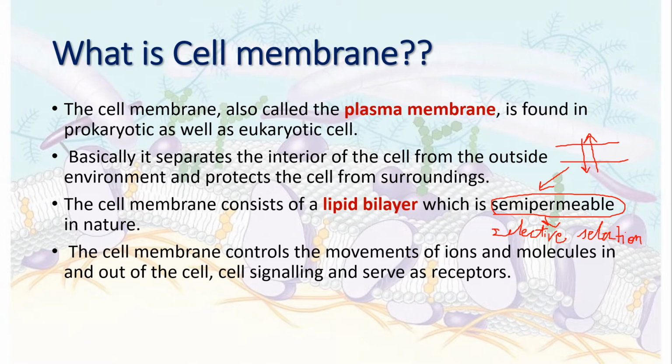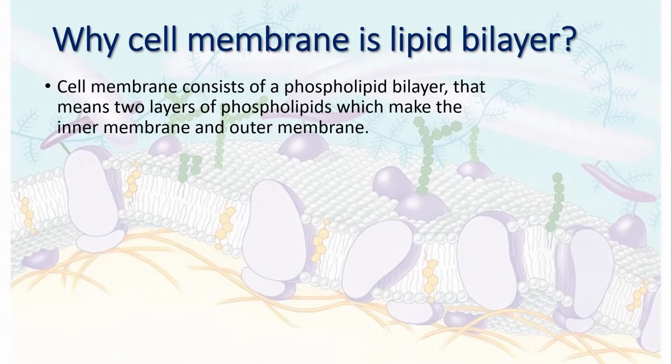So, the function of the plasma membrane is to control the movement of ions and molecules in and out of the cell, and cell signaling. It also serves as receptors. Now, one question comes to your mind: why is the cell membrane a lipid bilayer? Why are two layers of phospholipids required to form a cell membrane?